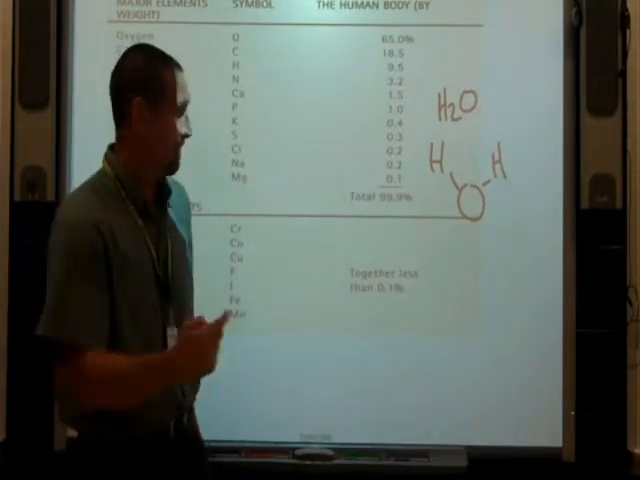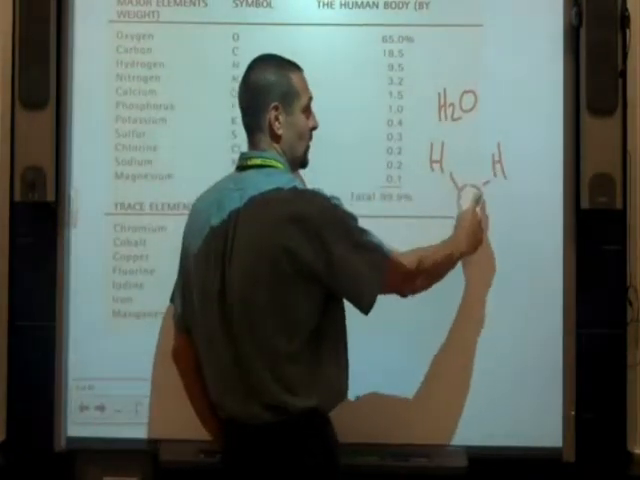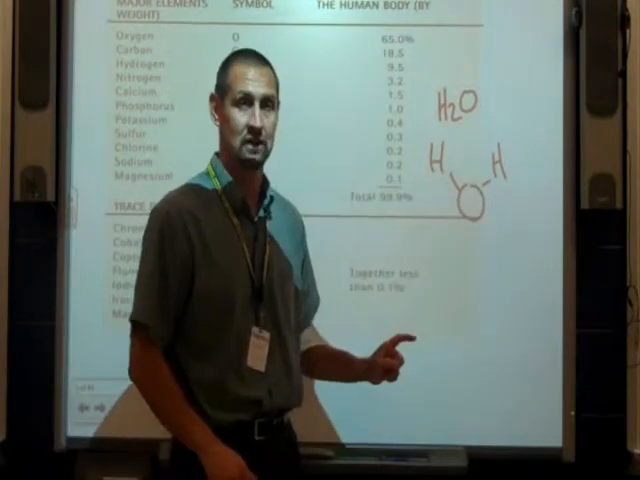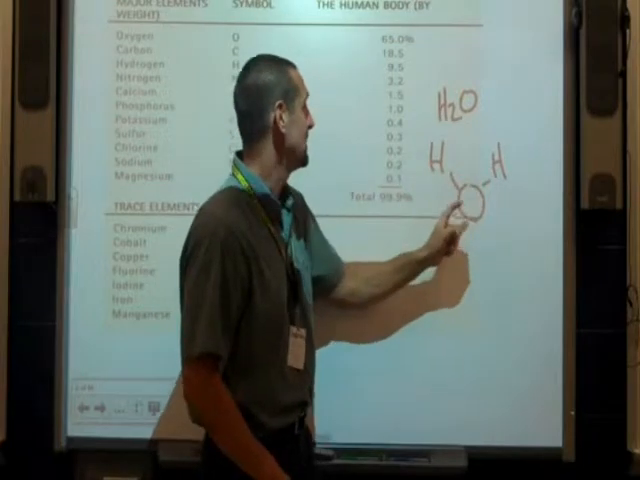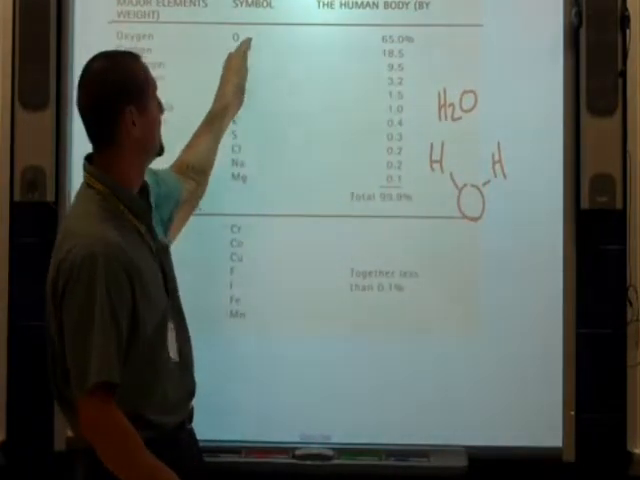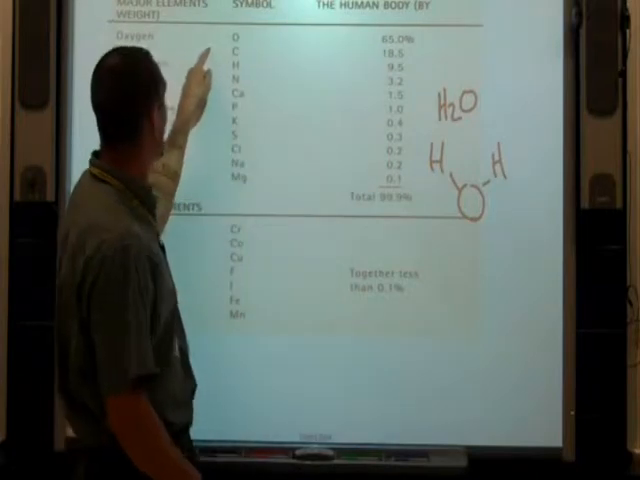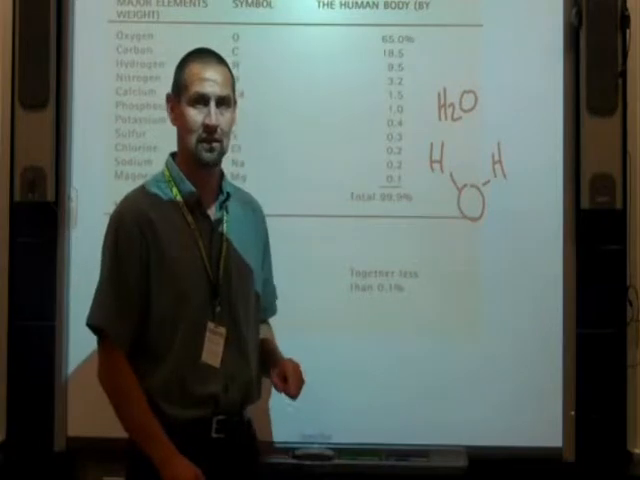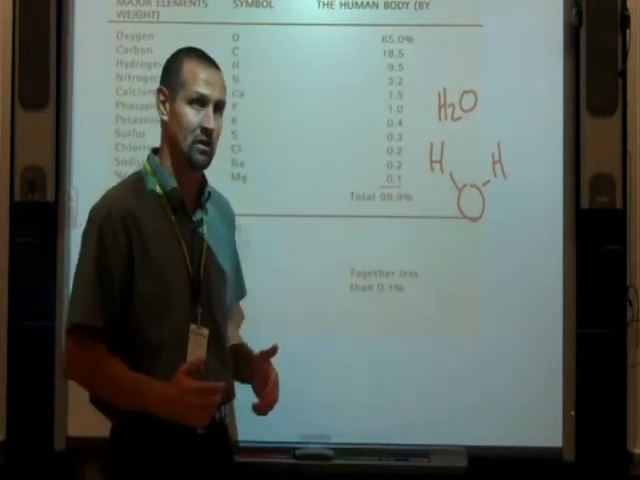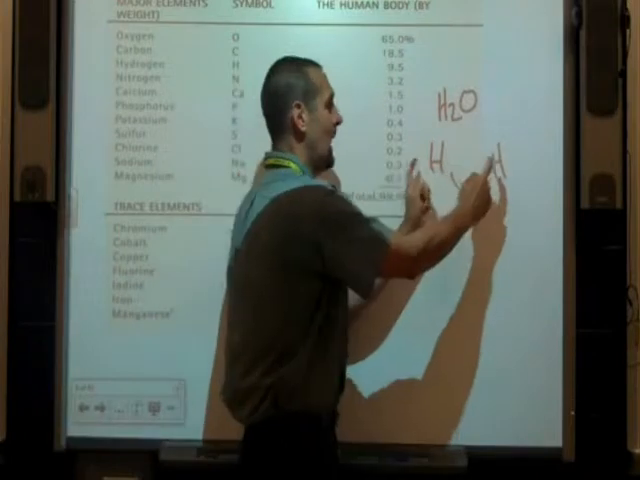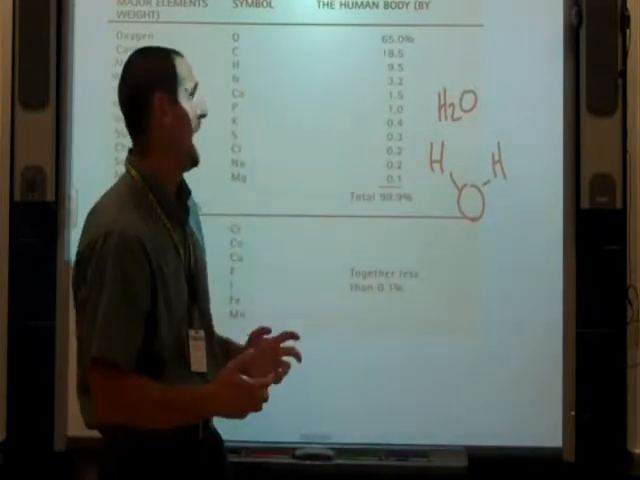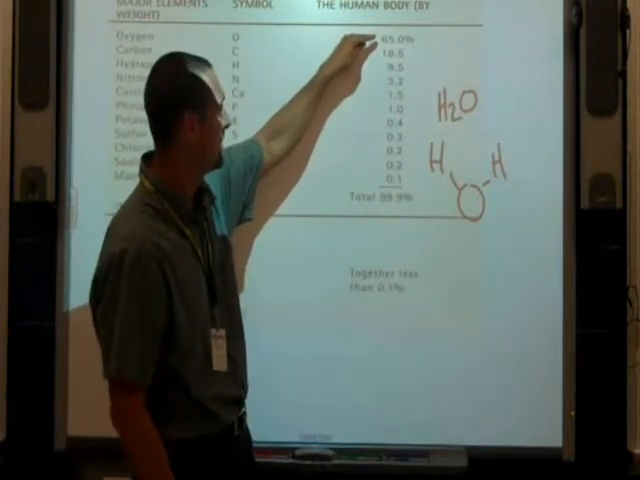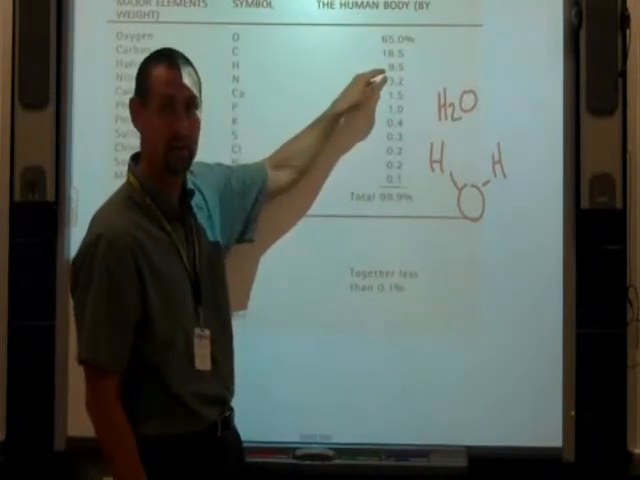That seems strange to me because I have 2 H's, 1 O. So 2 hydrogens, one oxygen. If I have two hydrogens and one oxygen, how is it that oxygen is 65%, hydrogen is way down here at 9%? Because most of my body is made up of water, H2O, and I have two hydrogens for every one oxygen. How is it that oxygen is 65% of my body and hydrogen is down here at 9?